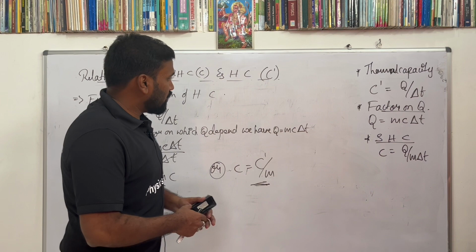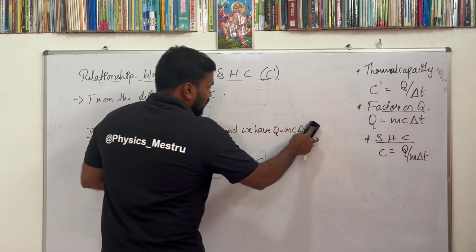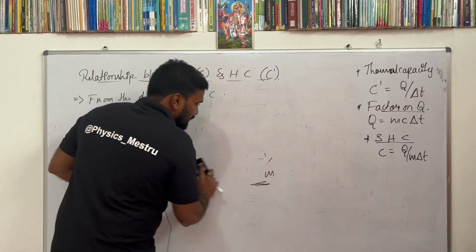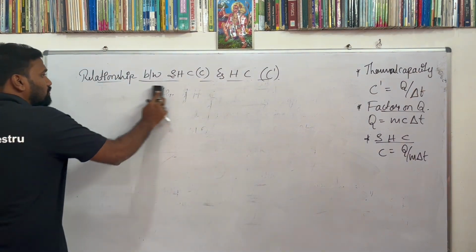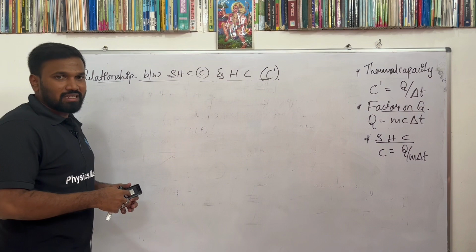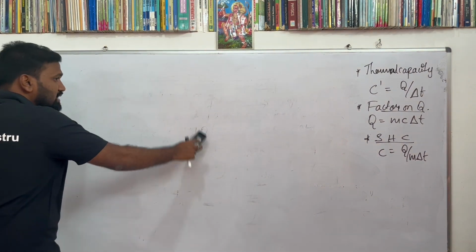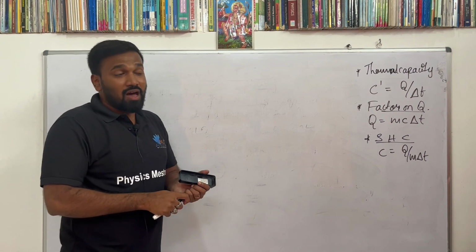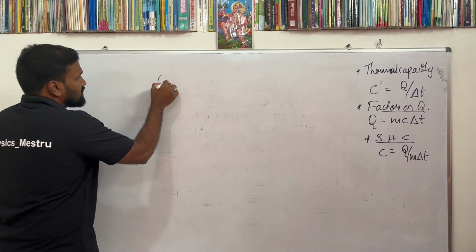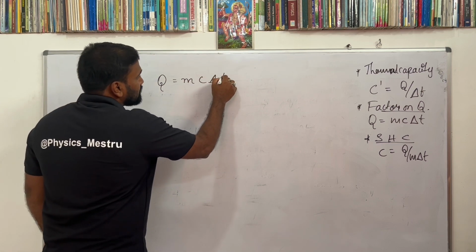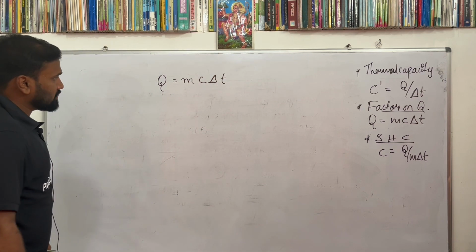Now, to make things very clear, I'll check whether whatever concepts we got so far are true or not. How can we conclude that? Just listen here. Q is equal to what? MC delta T. Correct? Yes, fine.